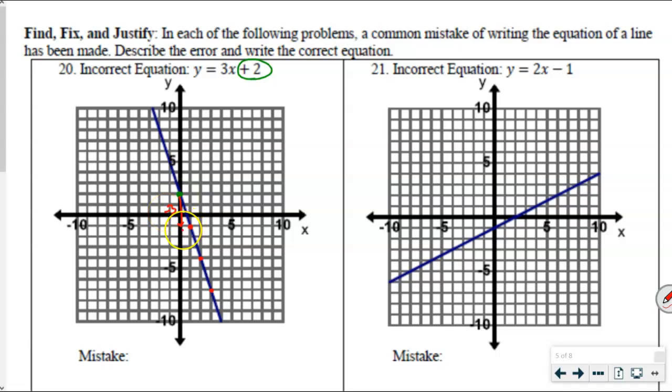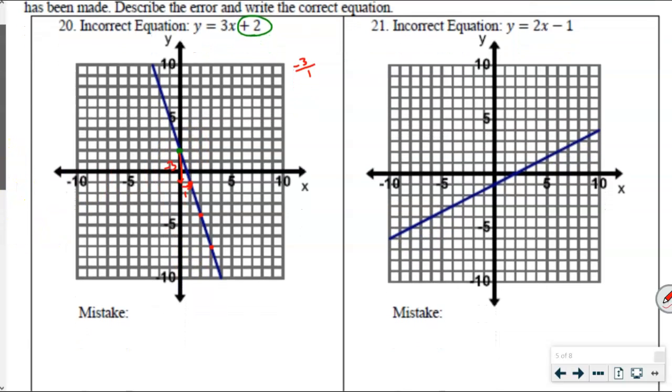And I'm going to the right 1. So that slope is -3 over 1. Is that what this is showing? No. So what is that mistake? Summarize it in words. Emma? Yeah, it should just be a negative. So they had the right slope, they just didn't have the right direction for that slope.